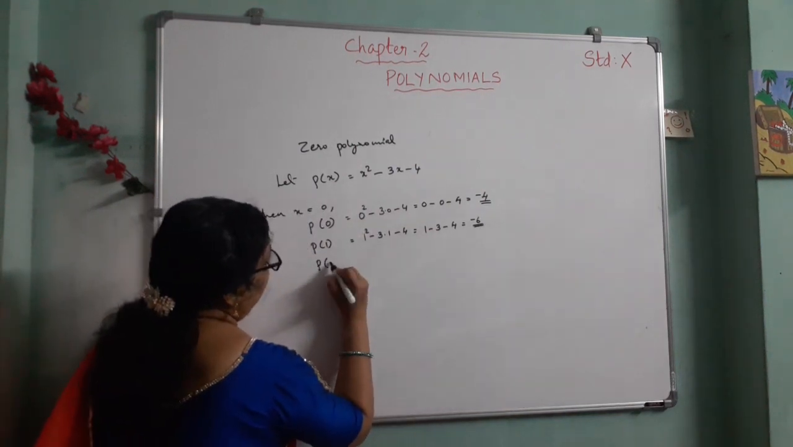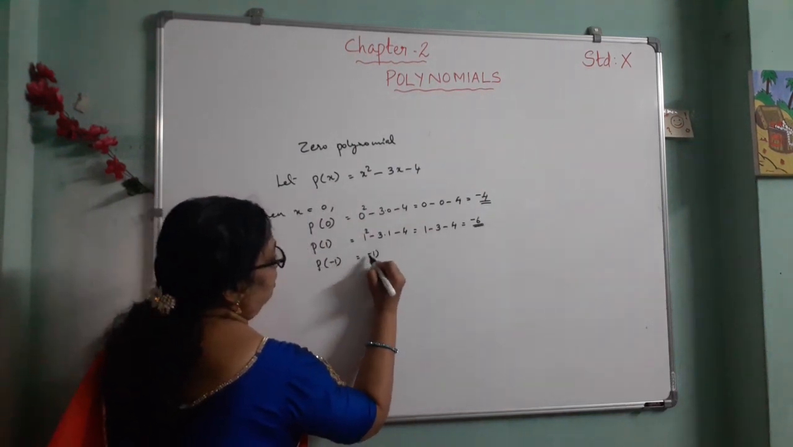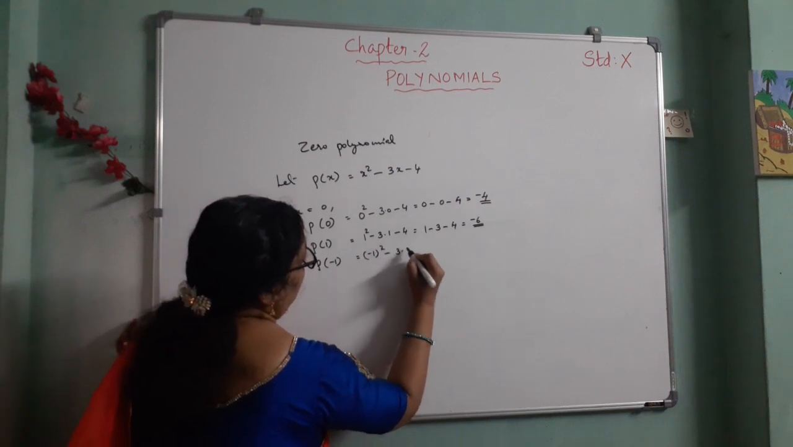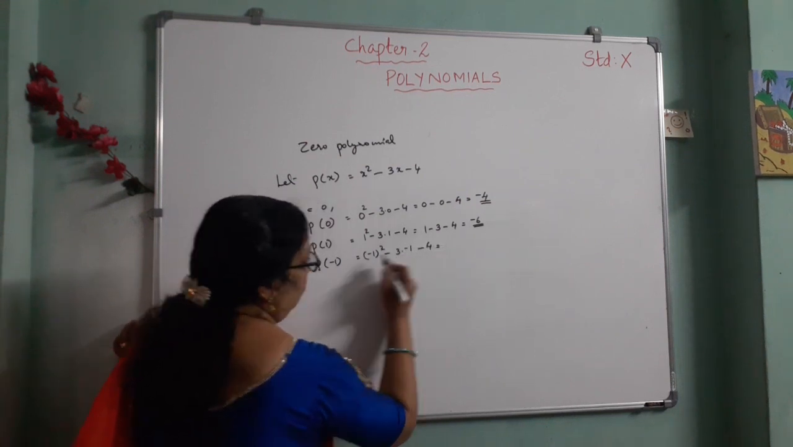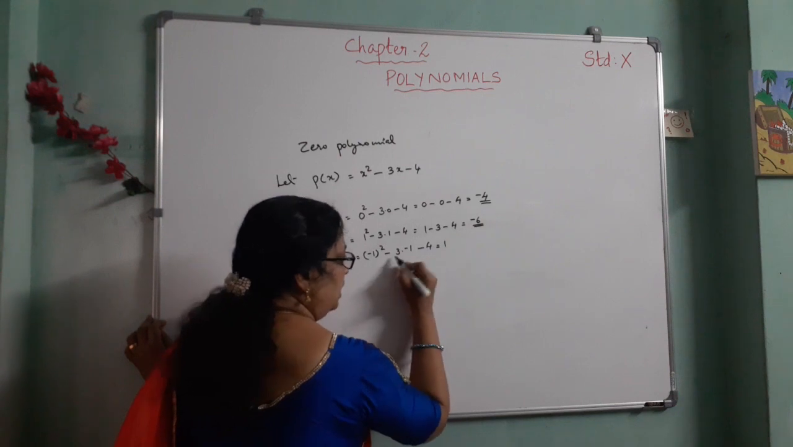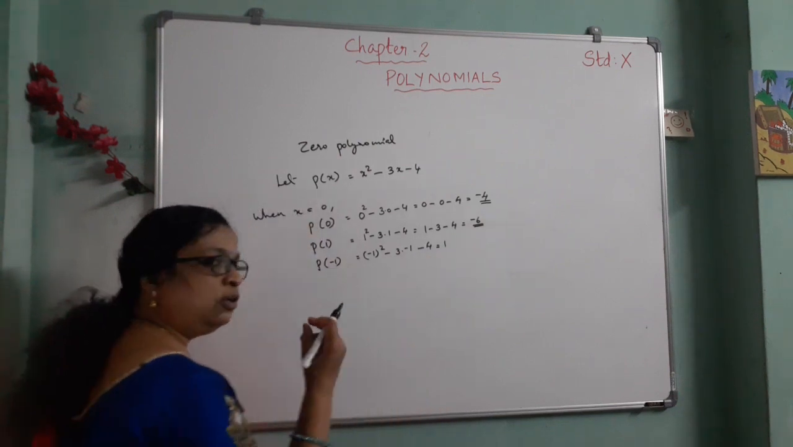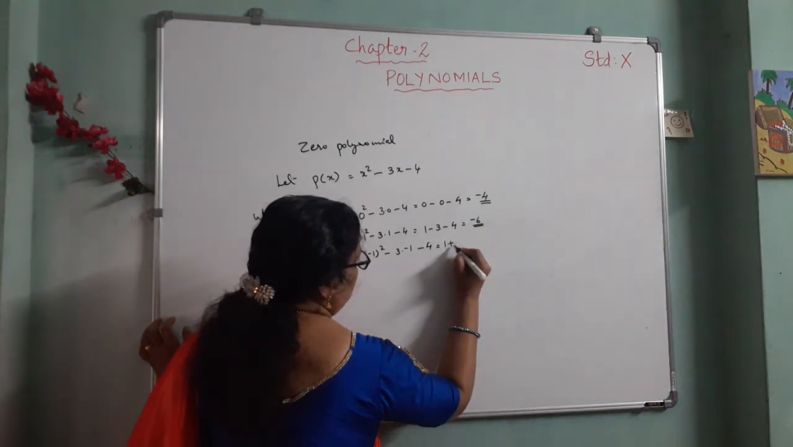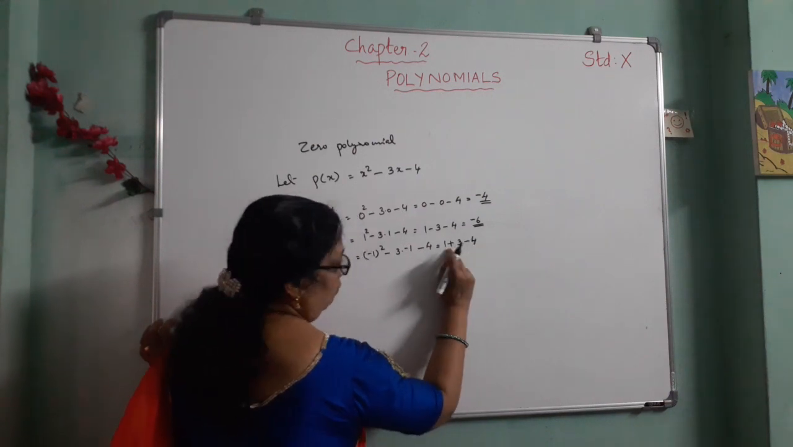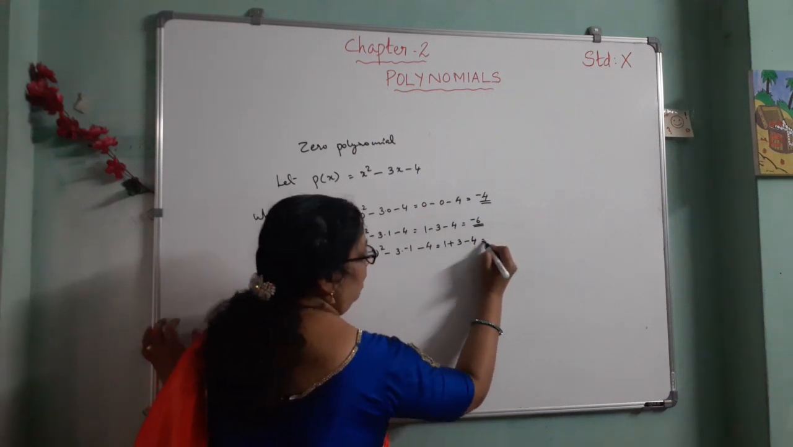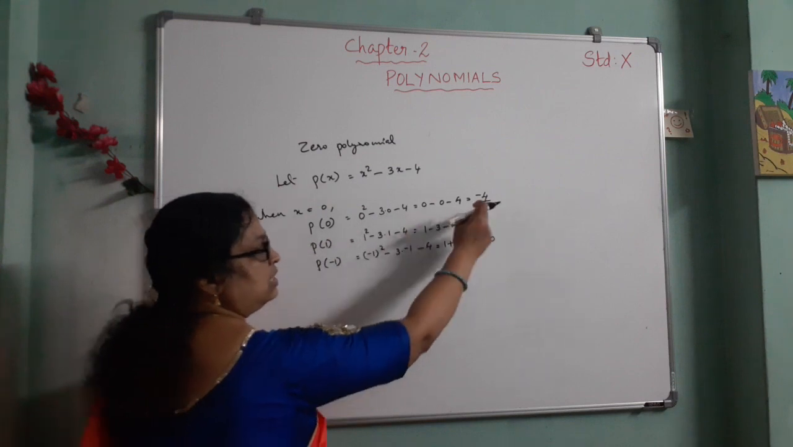Then P of minus 1. Minus 1 square minus 3 into minus 1 minus 4. Minus 1 square is 1. Minus 3 into minus 1: we know that two minuses make a plus, so that is plus 3, minus 4. Here 1 plus 3 is 4, minus 4, it is 0. So P of 0 is equal to minus 4.